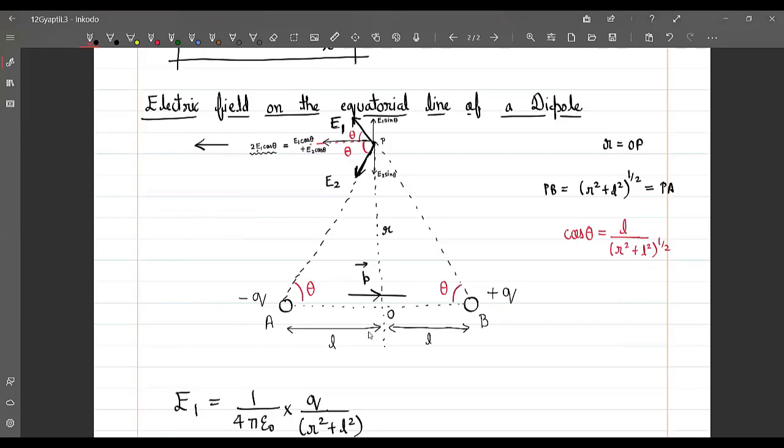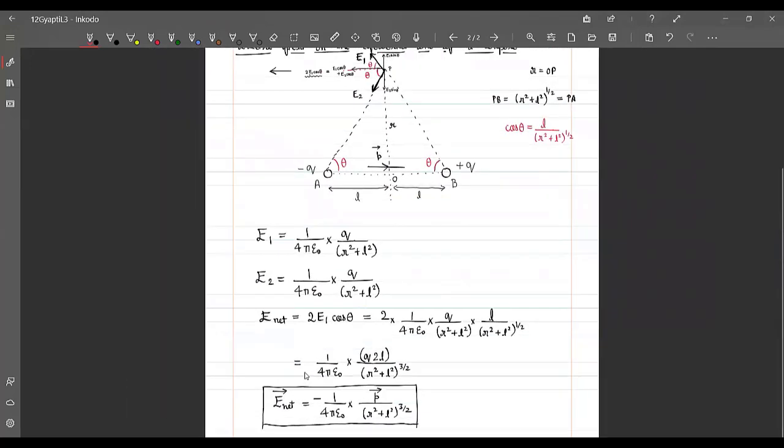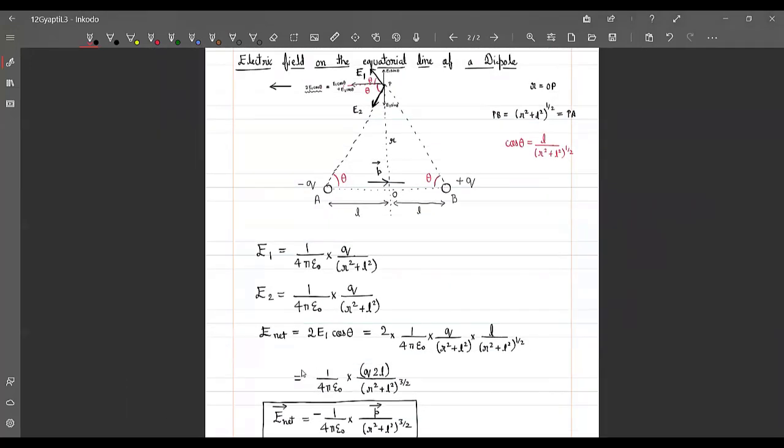So direction is opposite. So what I can write here, I will write a negative sign and I will put vectors on this. I know the magnitudes, but the directions are opposite. So I'll put a negative sign. And that is electric field on the equatorial line of a dipole.